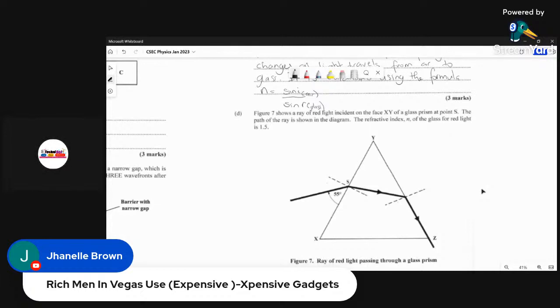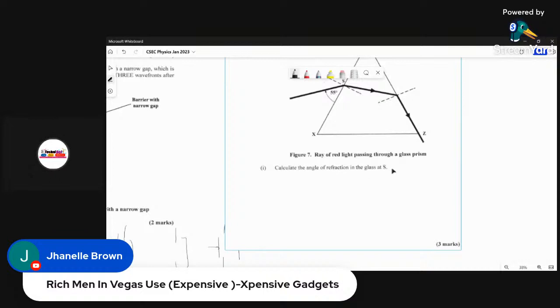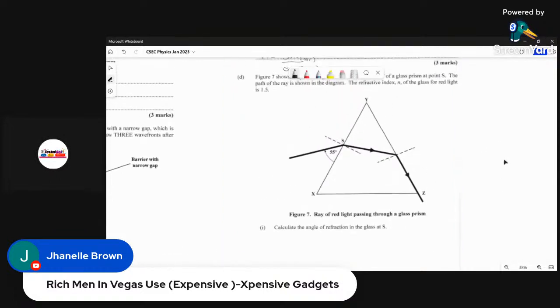So, let's analyze what they said to us. This figure shows a red light that is incident on this face here, XY. So it's this face. And we can see here an angle of incidence, and here is point S. The path of the ray is shown in the diagram. The refractive index n of the glass for red light is 1.5. It says calculate the angle of refraction in the glass at S.